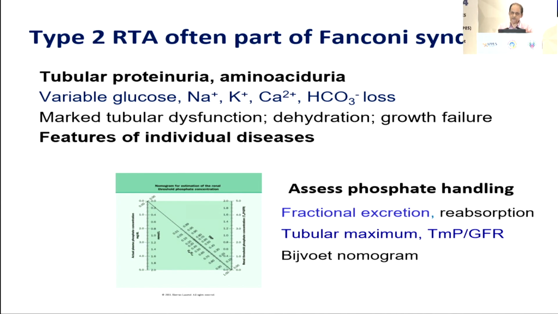If you've got low phosphates, one would evaluate them by standard tests, including looking at the tubular reabsorption of phosphate, looking at the TmP/GFR, which is a better marker of phosphate handling than Fe phosphate alone, either directly or using a Bijvoet nomogram.